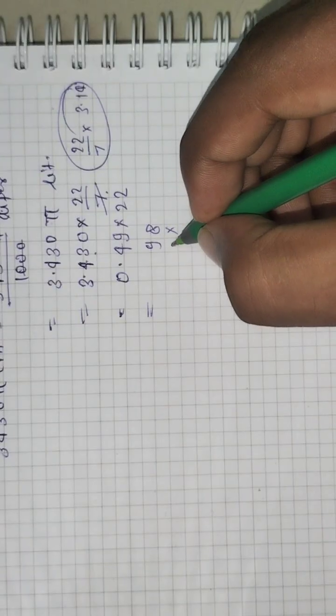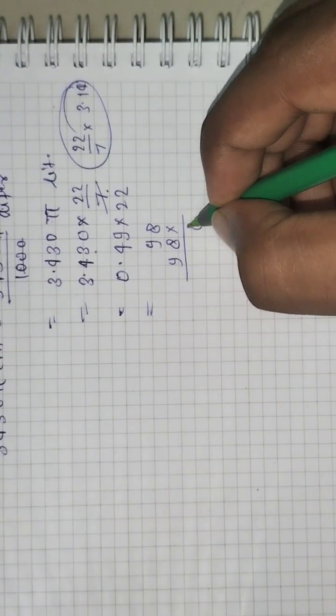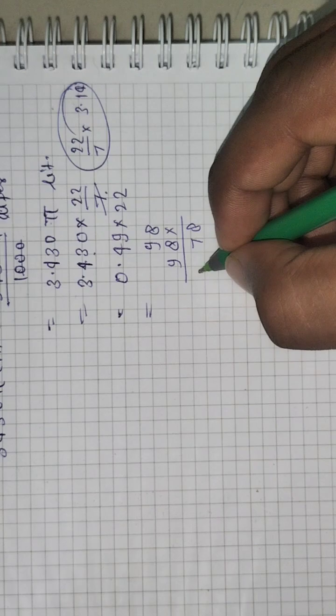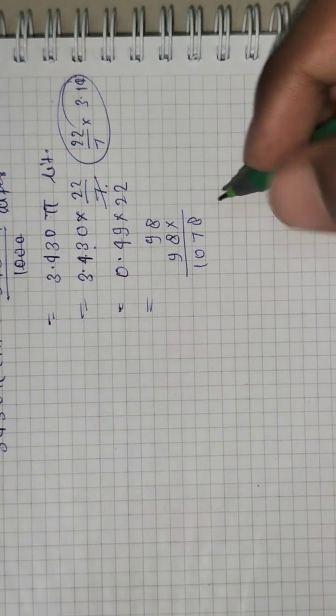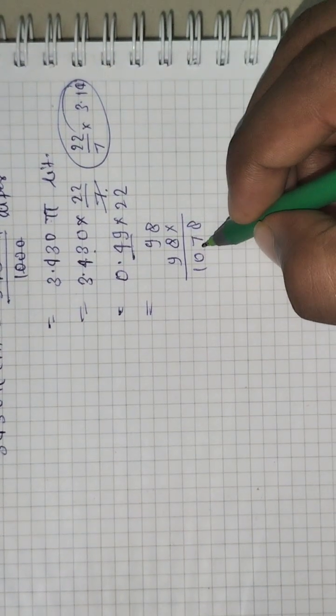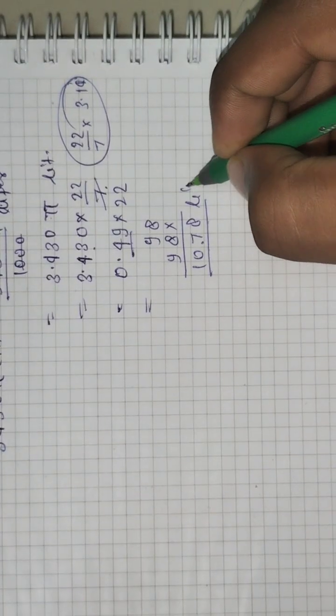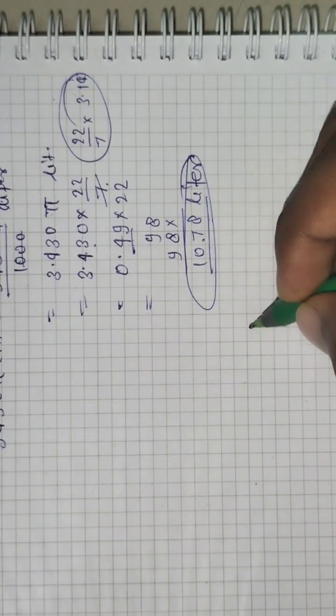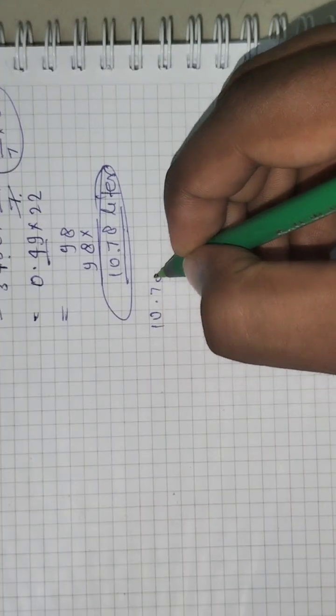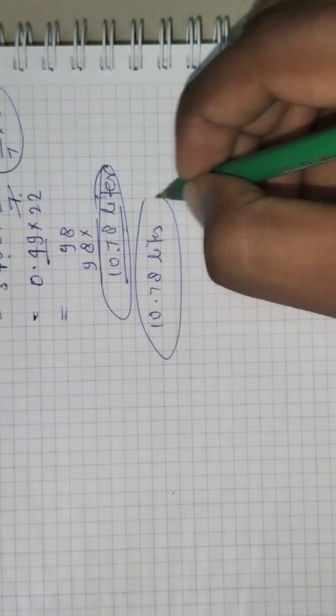If we multiply, 2 nines are 18, 2 fours are 8, 98, and 8 and 17. I hope, guys, it is to 2 decimal places, and this is the final answer. Our final answer is 10.78. This is, guys, our final answer.